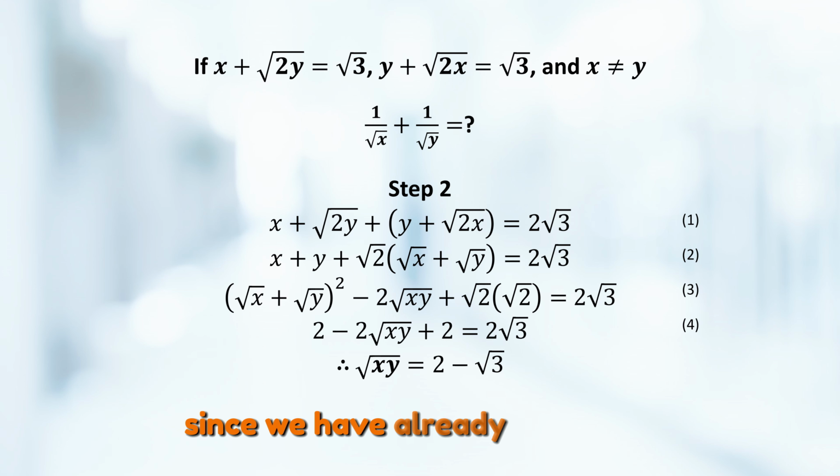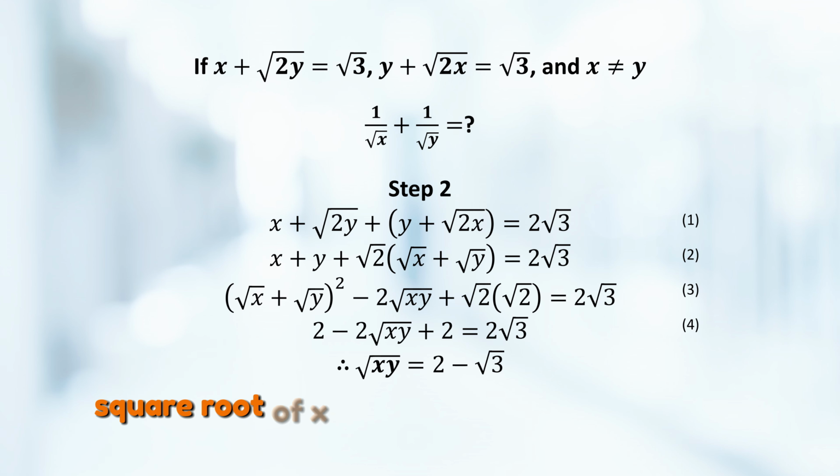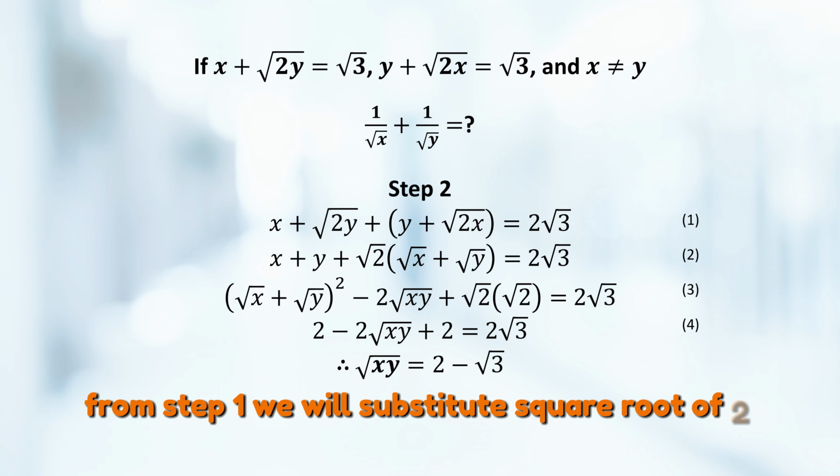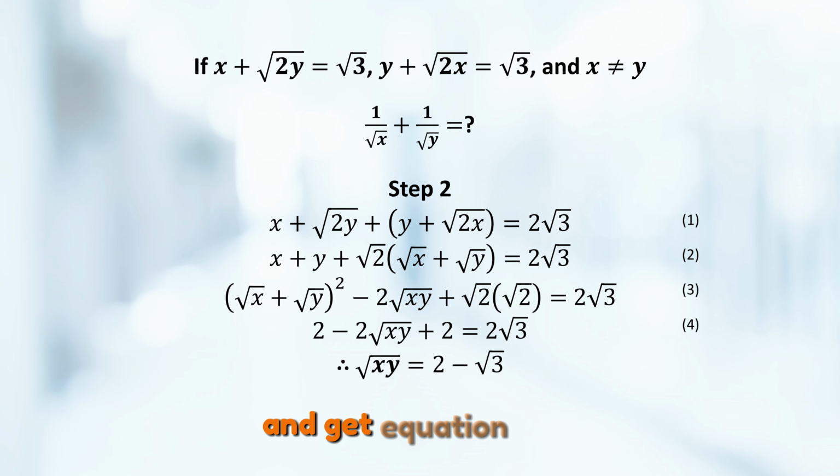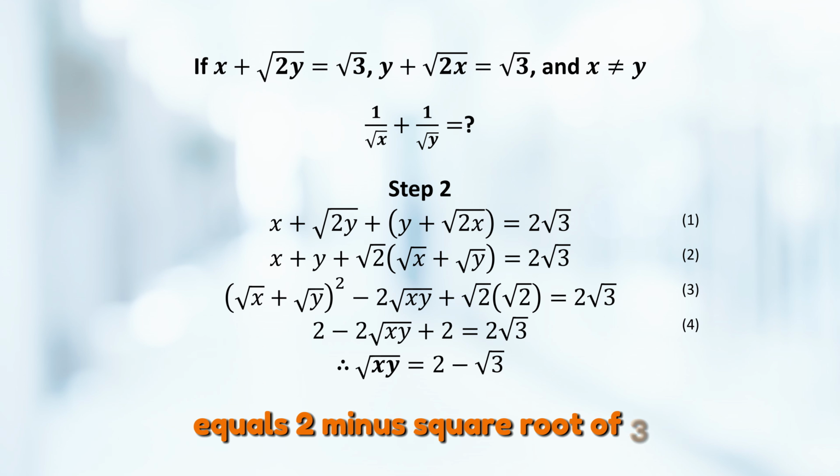Since we have already found out square root of x plus square root of y equals square root of 2 from step 1, we will substitute square root of 2 for square root of x plus square root of y everywhere and get equation 4. After rearranging items, we will find out square root of xy equals 2 minus square root of 3, and that is the denominator.